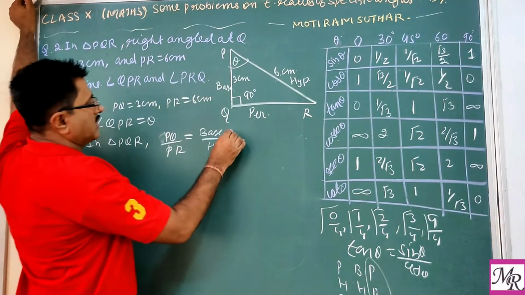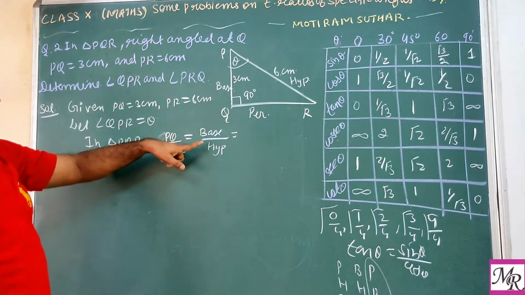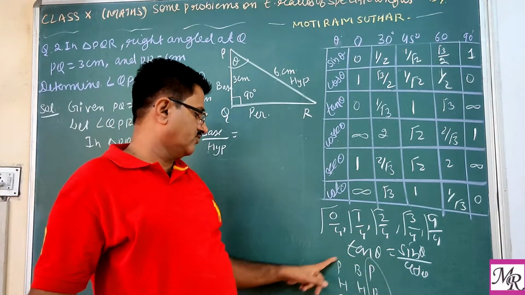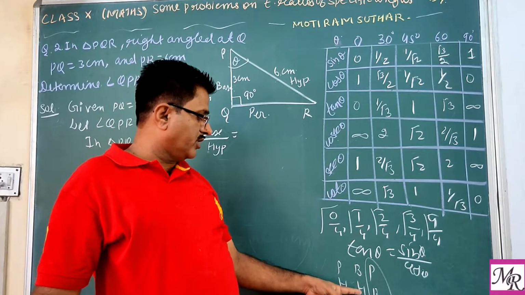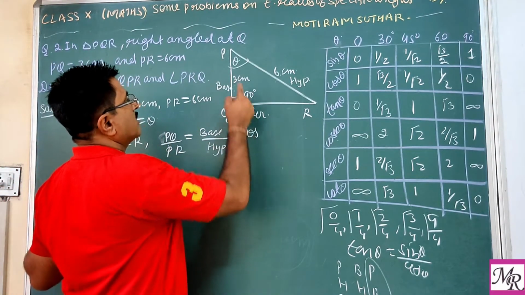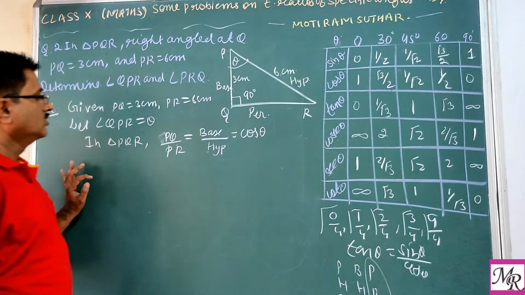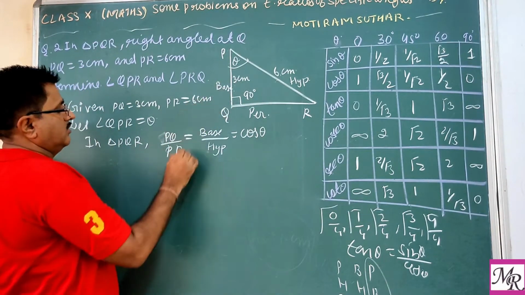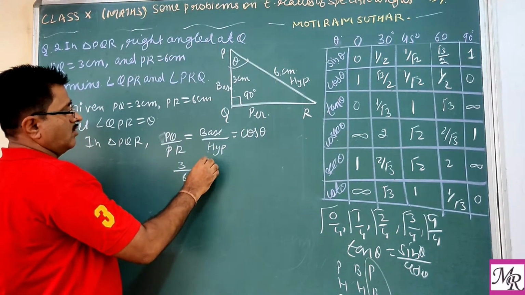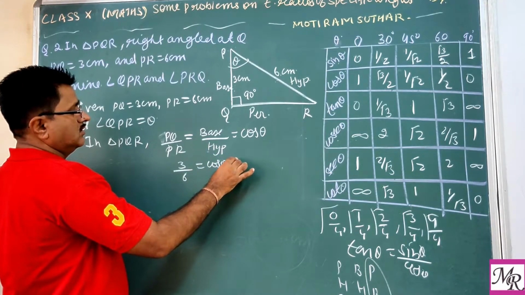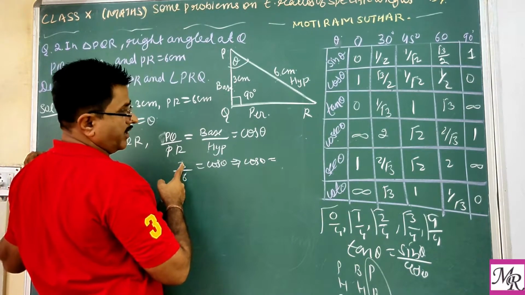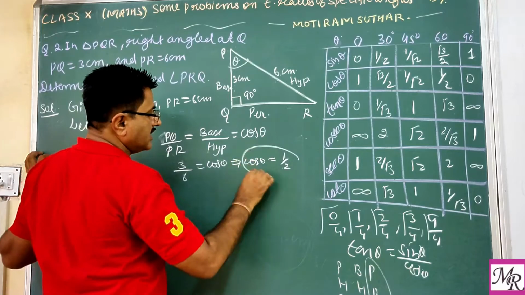Now which trigonometric ratio denotes base upon hypotenuse? You can say by this formula, base upon hypotenuse is cos. So we can say this is equal to cos of the considered angle, that is theta. Now PQ is given 3, PR is given 6, so cos theta equals 3 by 6, divide by 3, 1 by 2.